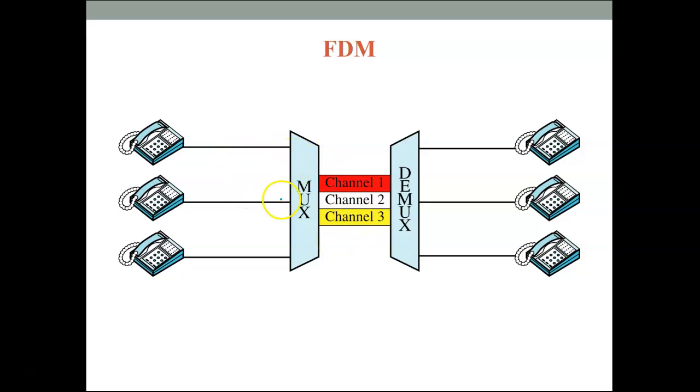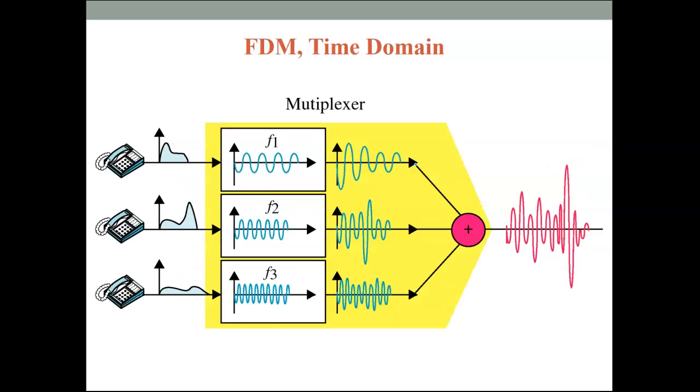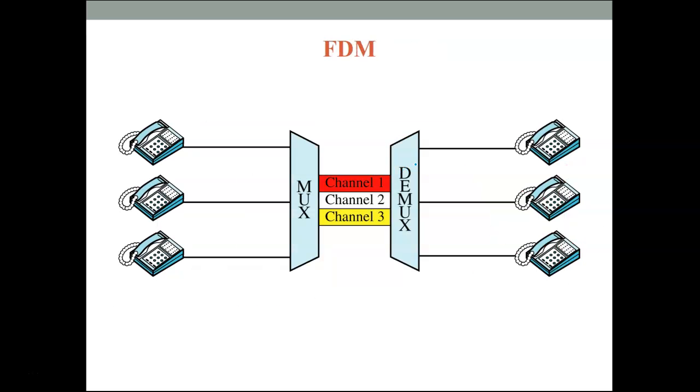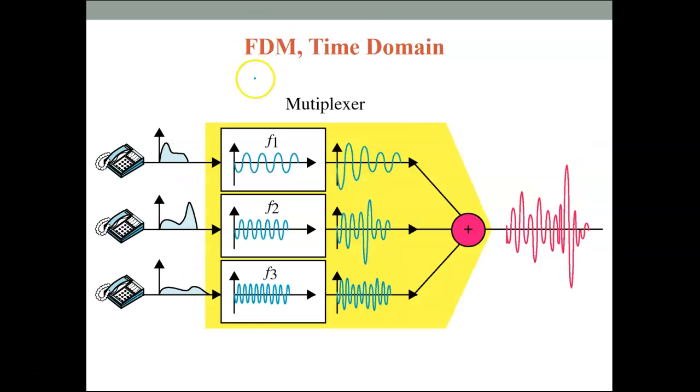What I do if I want to send is multiplex, and the opposite is demultiplexing. Demultiplexing is separating them. So in multiplexing, I combine the signals. In demultiplexing, I separate the signals to give them to the receiver. So, frequency division multiplexing with time domain.